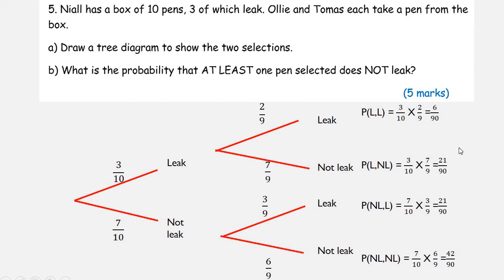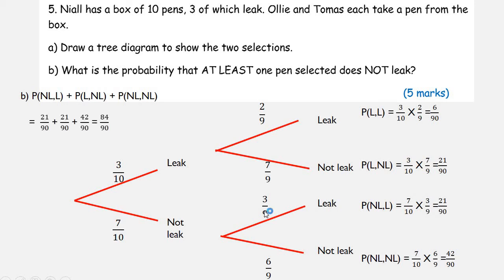So we're asked what is the probability that at least one pen selected does not leak. Okay, and this is where we've got to be careful because it says at least one pen. So that could mean not leak, leak. It could mean leak, not leak. And it could mean not leak, not leak. So there's 3 different ways that we can have at least one pen not leaking. Okay, so in fact, the only one we can't have is leak, leak, because all of the others have 1 or 2 pens that don't leak.